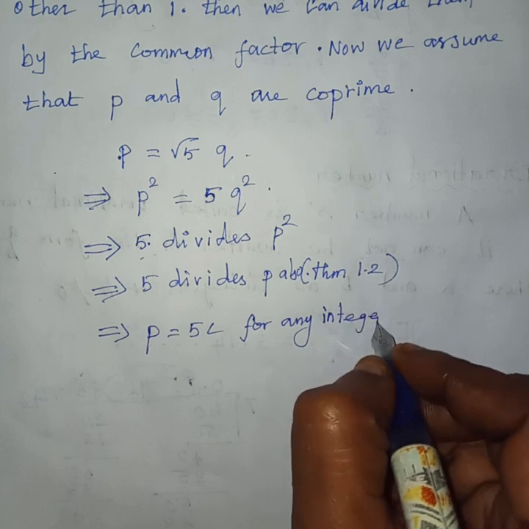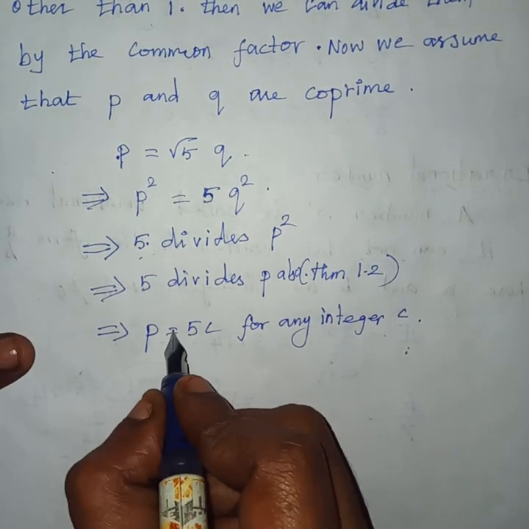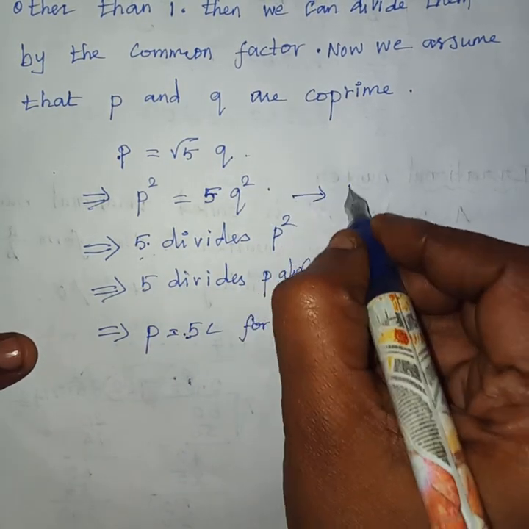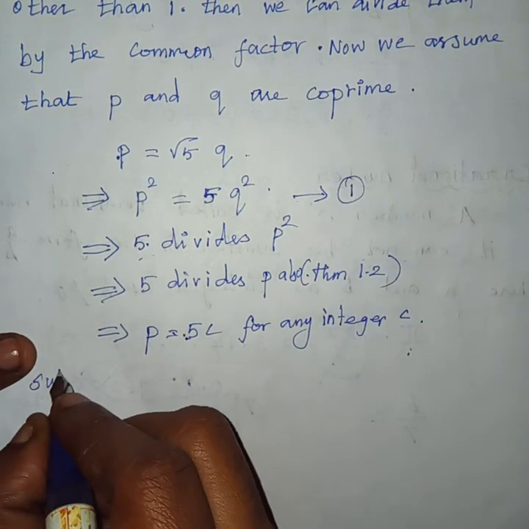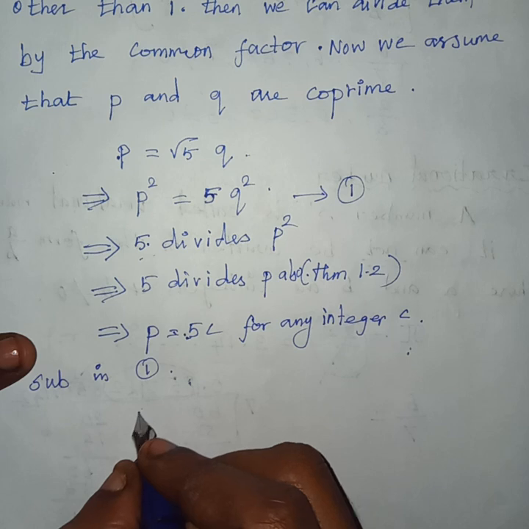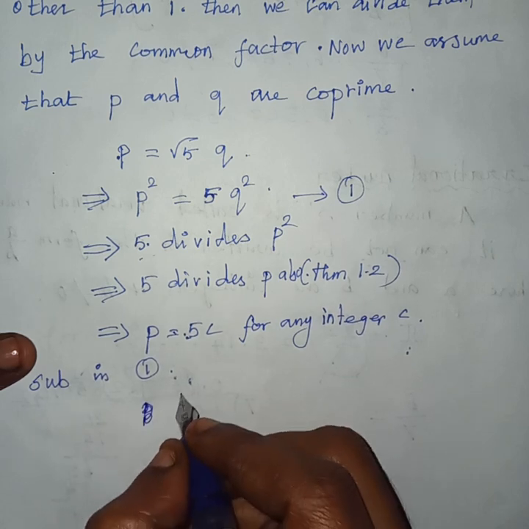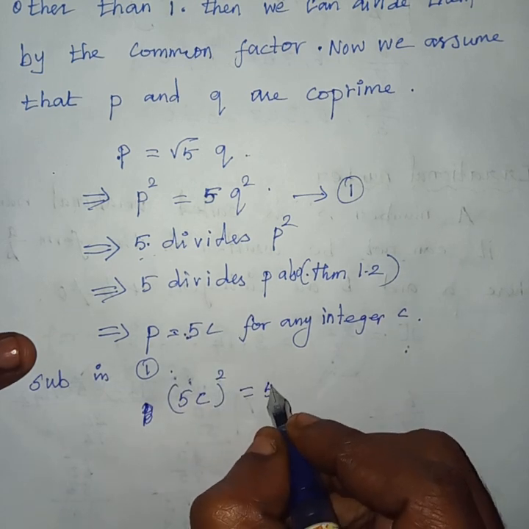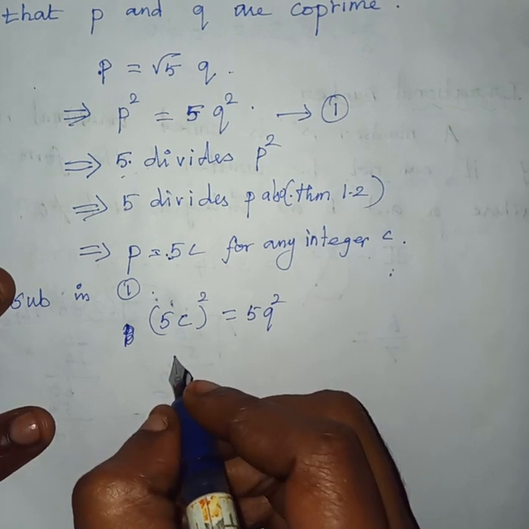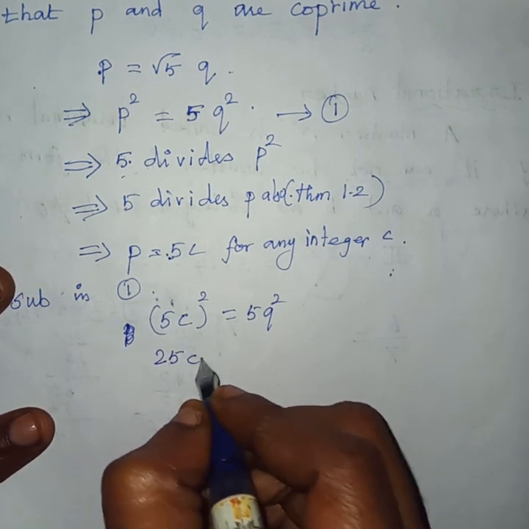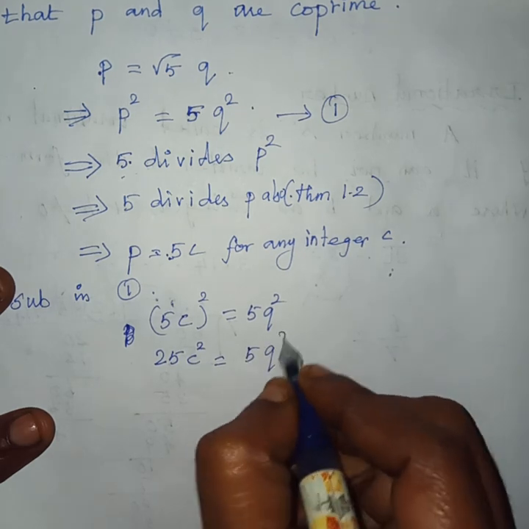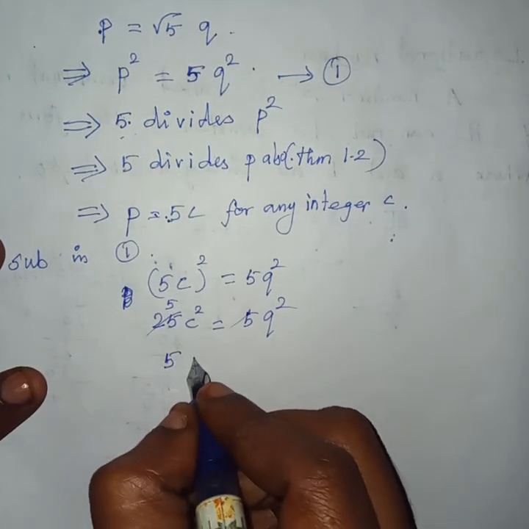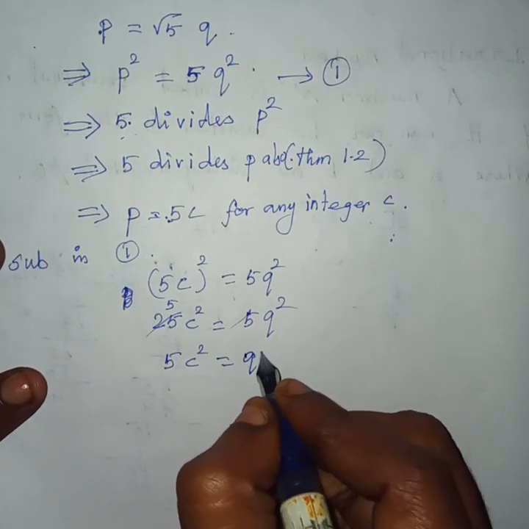For any integer c. Now we substitute p equal to 5c in this term, which we can mark as 1. Substituting in 1, it becomes (5c) squared equal to 5q squared. So (5c) squared is nothing but 25c squared equal to 5q squared. We can cancel, so we get 5c squared equal to q squared alone.